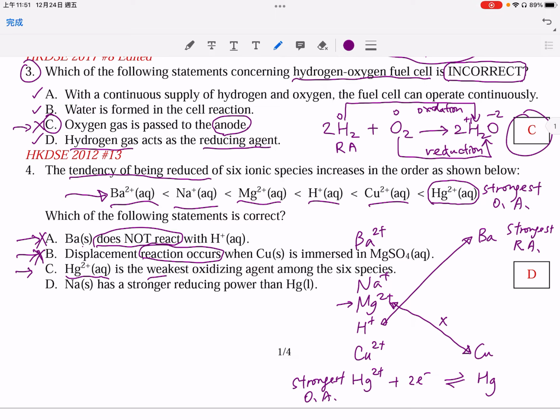Hg2+ is the weakest oxidizing agent. Oh, that should be the strongest one. So incorrect. And then option D, Na has a stronger reducing power. Na, where's Na? Na is here. Then Hg, of course, this is a correct statement as Ba is the strongest, Na is the next one, okay? So this is a correct statement. So the answer is D. Page 2.